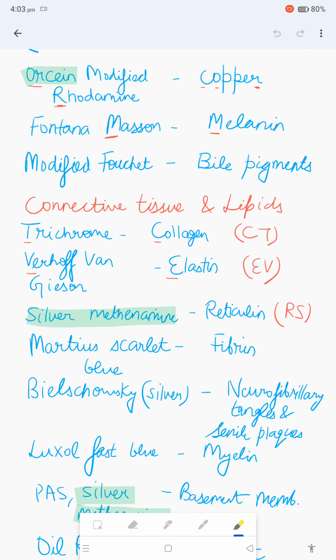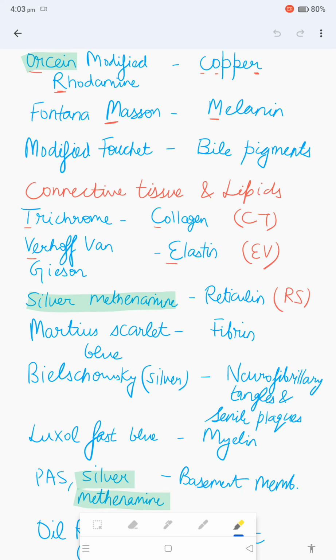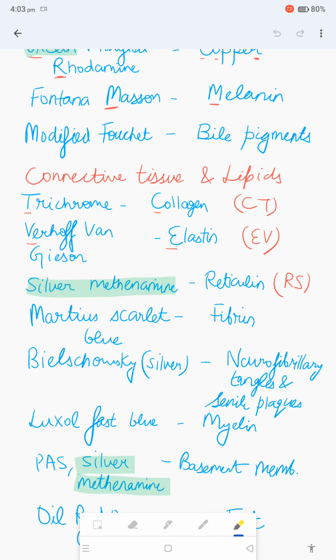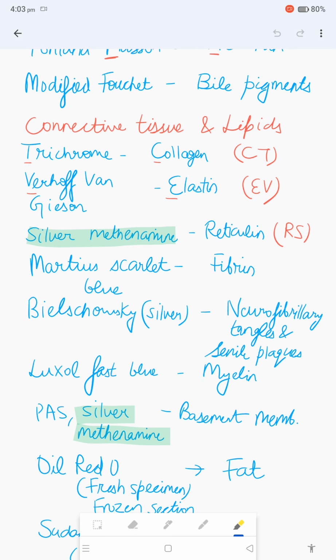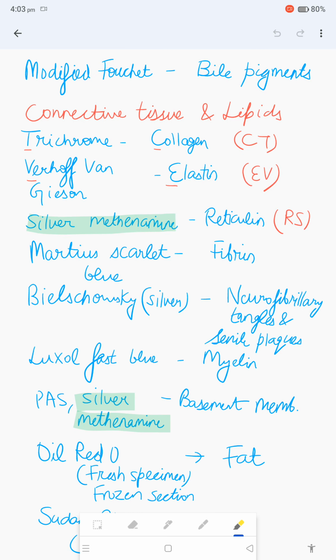In connective tissue and lipids, we have the mnemonic CTEV. CTEV is a term used in the medical sciences, so it is a mnemonic. For collagen, we have trichrome stain, and for elastin, we have Verhoeff-van Gieson stain. Collagen trichrome, elastin Verhoeff-van Gieson. Then for reticulin, RS: the next letter to R is S. So reticulin silver methenamine stain.